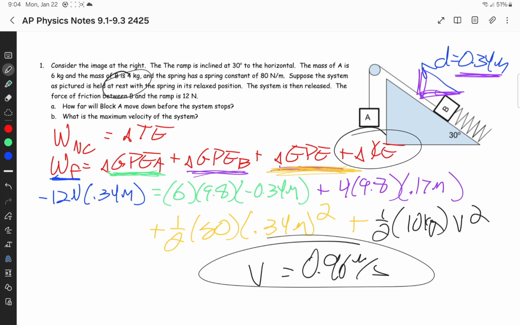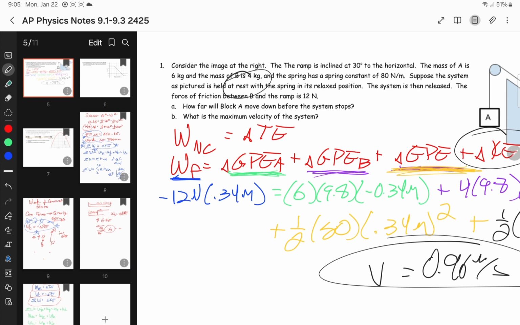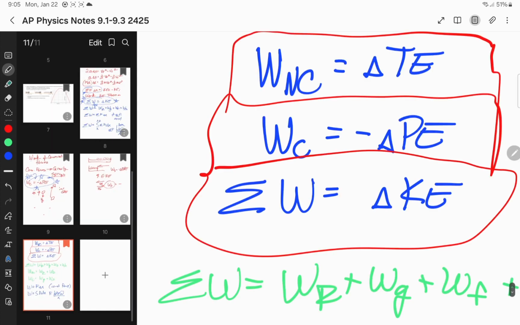All right, so there's a lot going on there. But notice, what it boils down to is essentially these three guys here. All right, let's try another one.